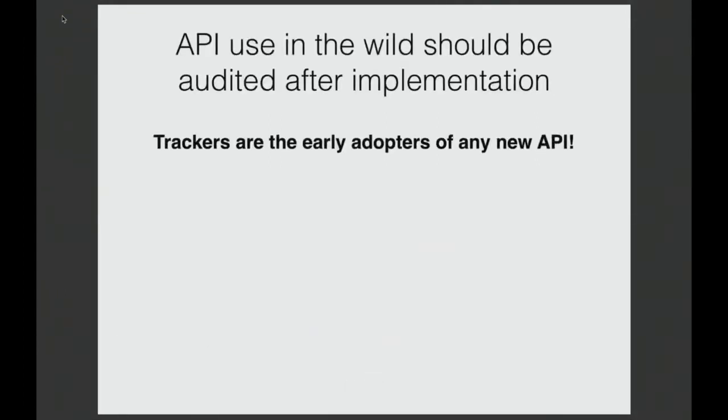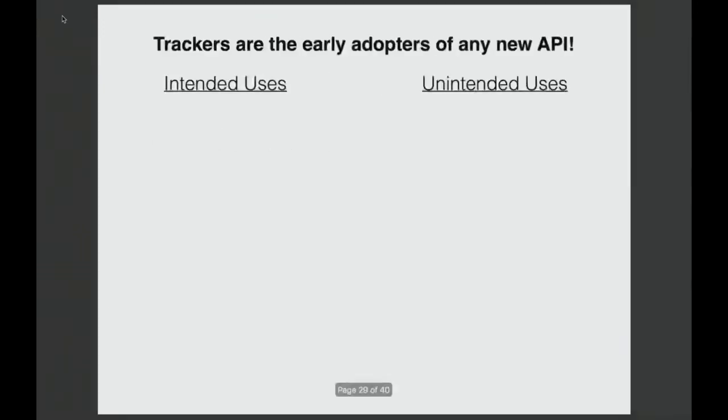And the second recommendation is that you should audit, and this is coming from me, perhaps as a measurement researcher, the use of APIs after implementation. And I think the point I want to stress is that trackers will be the early adopters of basically any new API. At least this is what I've seen doing fingerprinting measurements over and over.